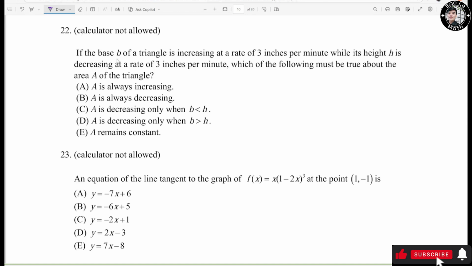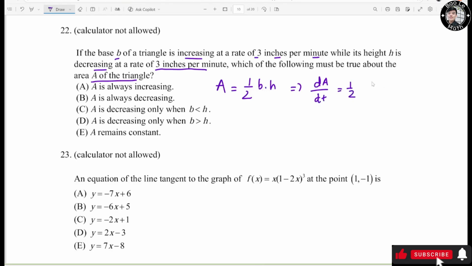If the base b of a triangle is increasing at a rate of 3 inches per minute, while its height is decreasing at a rate of 3 inches per minute, which of the following must be true about the area of the triangle? So you know that the area of the triangle is given by the formula 1/2 times b times h. Now let's take the derivative of both sides with respect to t. So we have dA over dt equals 1/2.